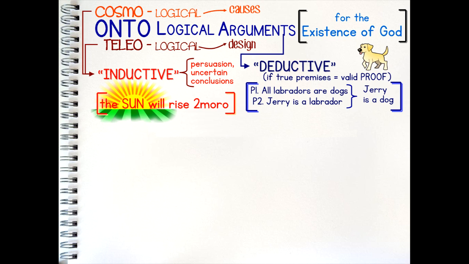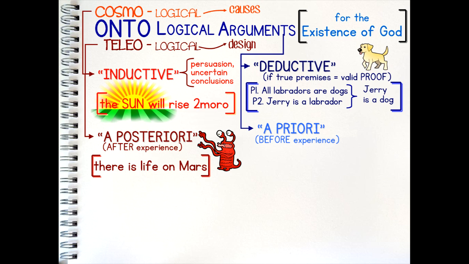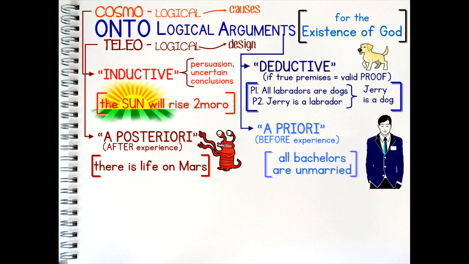The cosmological and teleological arguments are both a posteriori arguments. This means their truth would be established after looking at evidence from the world around us. An example of a simple a posteriori statement would be, there is life on Mars. I could only find out if this is true after looking for evidence. By contrast, the ontological argument is a priori, which means that its truth can be assessed prior to experience. In other words, it is based on understanding the definitions of things. For example, all bachelors are unmarried is an a priori statement. We know it is true without having to meet any actual bachelors.